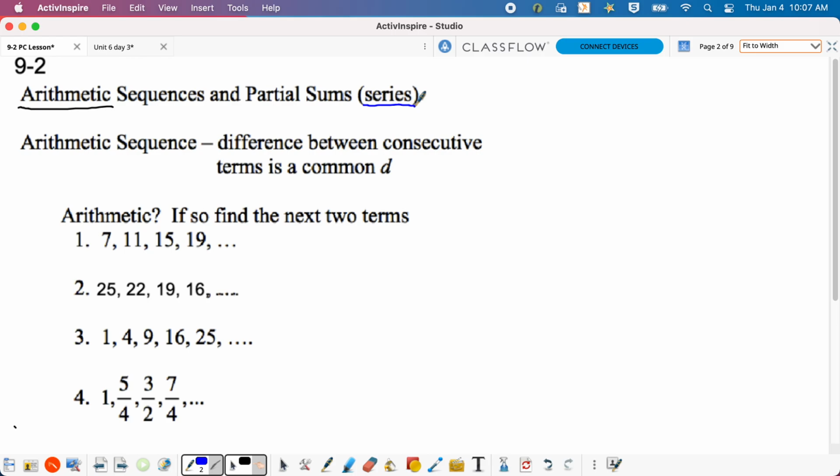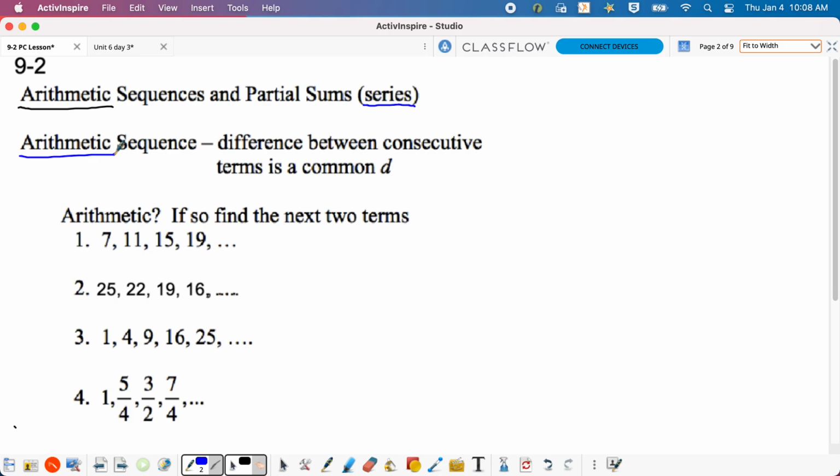All right, so for a sequence to be arithmetic, we're going to say the difference between consecutive terms is a common variable D. What that means is for a sequence to be arithmetic, you have to add the same value to go from one term to the next. If you're not adding the same value to go from one term to the next, it's not arithmetic. All right, so like last class, I'm going to give you a sequence, and we're going to decide if it's arithmetic or not. And if it is arithmetic, we're going to find that common difference, that variable D, and then find the next two terms. All right, so again, start doing your pauses on your video when you need to.